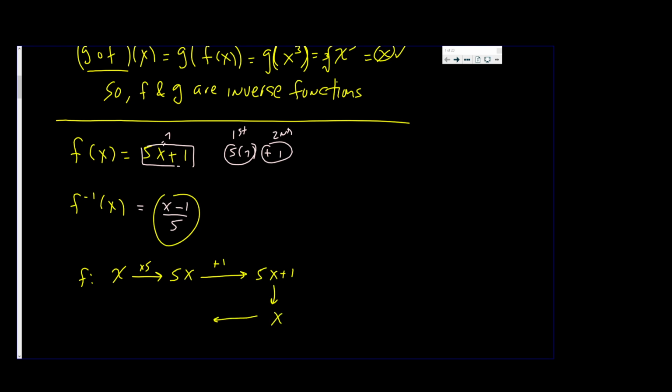Now you need to undo what you did. To undo adding 1 to this value, take away 1. And now this is what you have. Now, to undo multiplying by 5, we are going to divide by 5. And that's going to give you x minus 1 over 5.